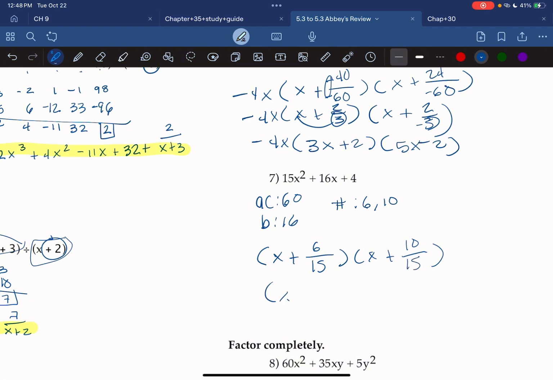Let's simplify. X plus, you can divide this by 3, so it's going to be 2/5. And then x plus, we can divide this by 5. It's going to be 2/3. We have denominators we don't want. We swoop them off to the side. And our final answers are 5x plus 2, 3x plus 2.